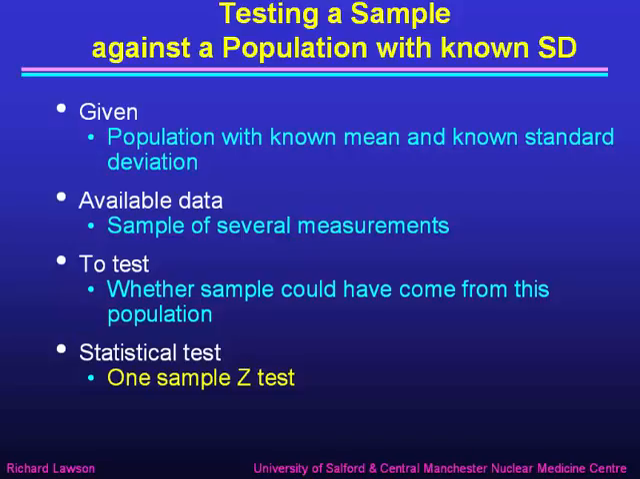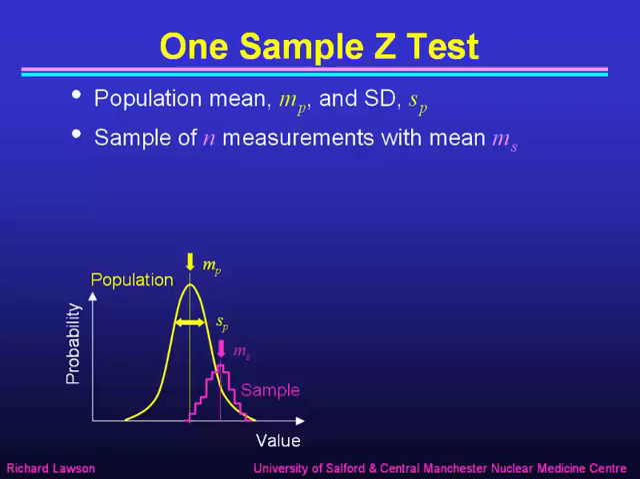In order to test a sample against a population with a known standard deviation, what we're given is the population with a known mean and a known standard deviation, and the data we have available are not just a single measurement like in the last example, but a sample of several measurements. What we want to test is whether this sample could have come from this population, and the statistical test that we're going to use is the one sample Z test.